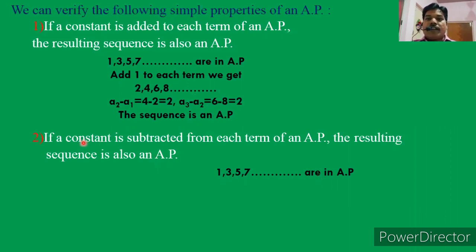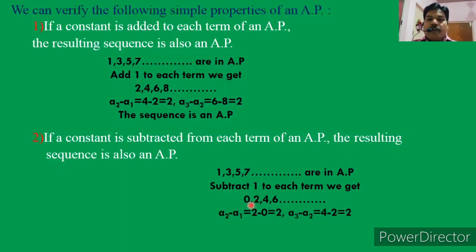Next, what they are saying is, if a constant is subtracted from each term of an AP, I am taking that we subtract 1 from each term. So subtracting 1 from each term, what do we get? 1 minus 1 will become 0. 3 minus 1 will become 2. 5 minus 1 will become 4. 7 minus 1 will become 6. So observe whether this sequence is an AP or not. Check the condition here. a2 minus a1.